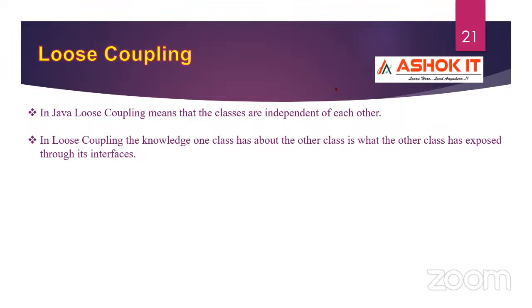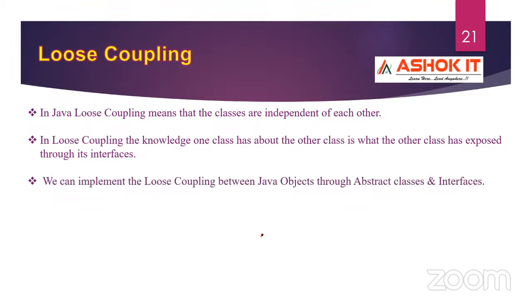In loose coupling, the knowledge that one class has about another class is what the other class has exposed through interfaces. So in order to get loose coupling between the Java objects, it is always recommended to define the interfaces concept. Understand? We can implement loose coupling between the Java objects by using abstract classes and interfaces, guys. Mostly we use interfaces.